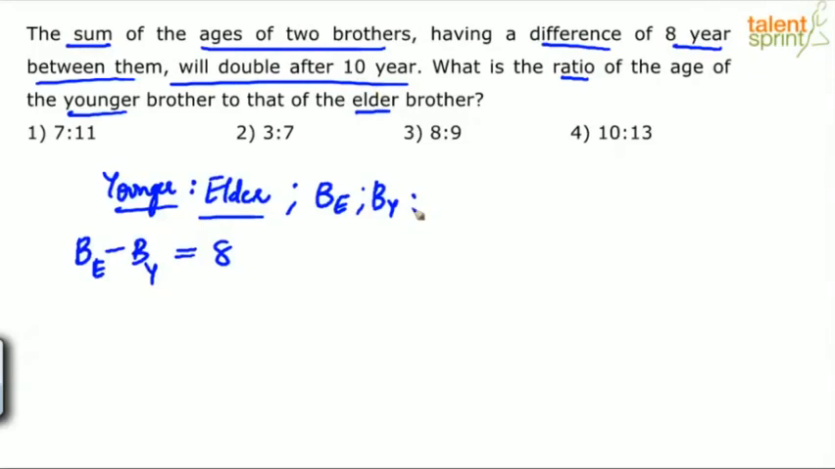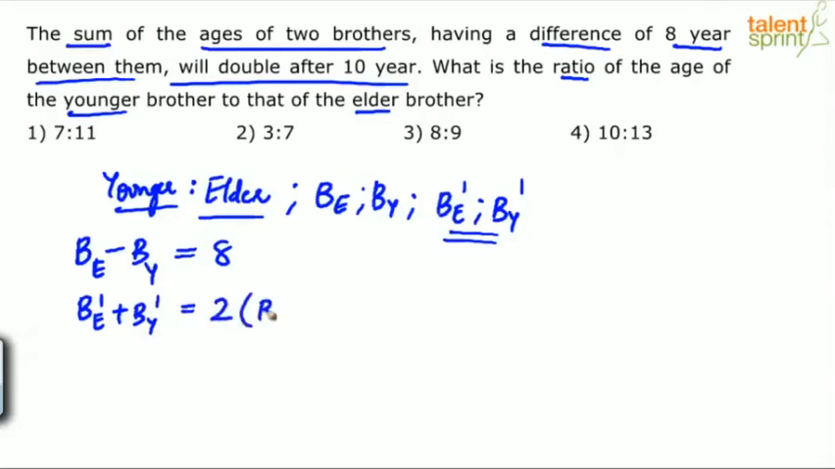See, let us assume the ages after 10 years are BE dash and BY dash. You need not do all this in the exam; I am giving the detailed solution, so you can cut down all these steps. Now, as per the question, the sum of their ages will double. So after 10 years, what will be the sum of their ages? BE dash plus BY dash. Will double after 10 years means what? It will be twice the present sum: 2 times BE plus BY. You getting it? So after 10 years, the sum is BE dash plus BY dash, which will be twice the present sum.